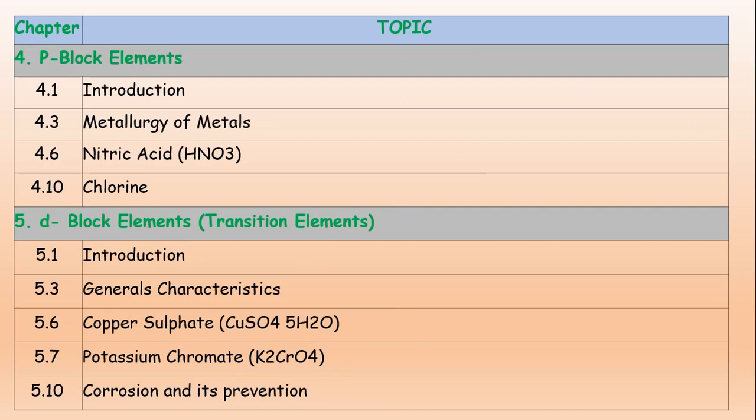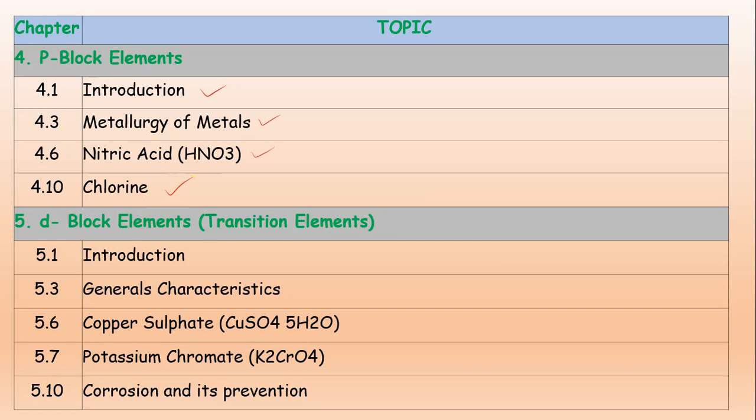Now chapter number 4, that is the P block elements. In P block elements there will be only 4 topics. Number 1 is introduction. Number 2 is the metallurgy of the metals, topic 4.3, the complete topic. Then 4.6, nitric acid: preparation, uses, chemical properties, physical properties, each and everything related to HNO3, nitric acid. Then the last, that is chlorine: preparation of chlorine, uses, chemical properties, physical properties, that will be discussed. Only these 4 topics will be assessed and covered in chapter number 4, that is P block elements.